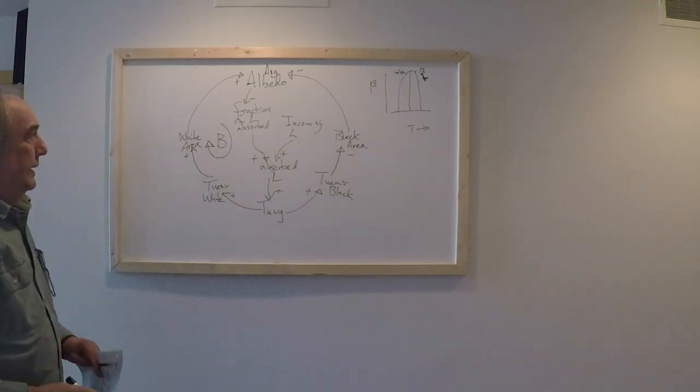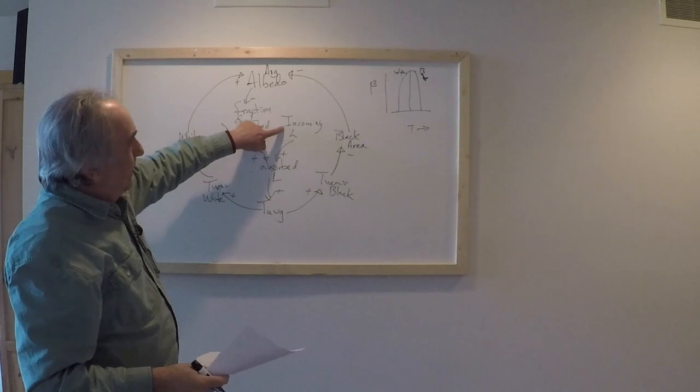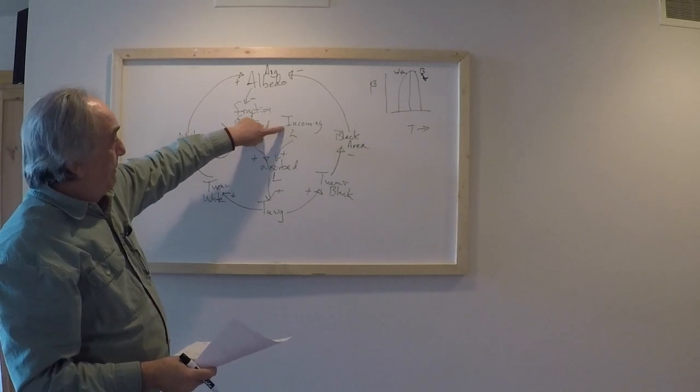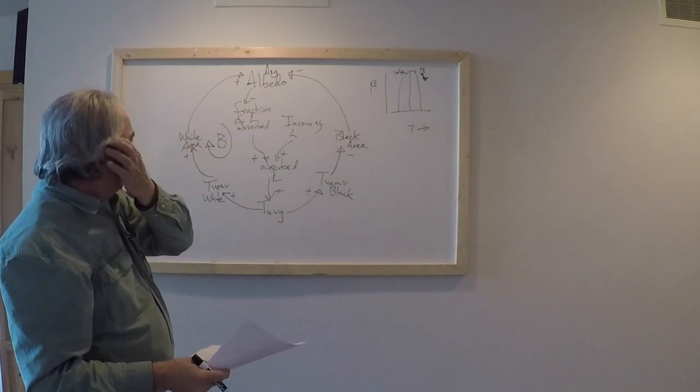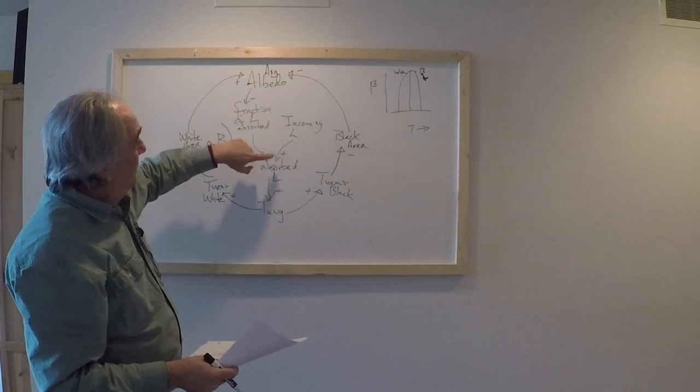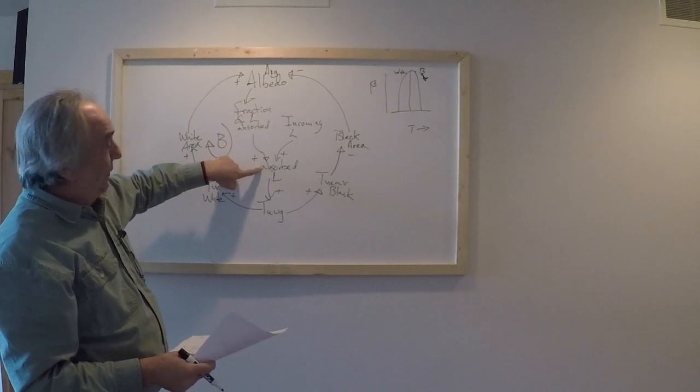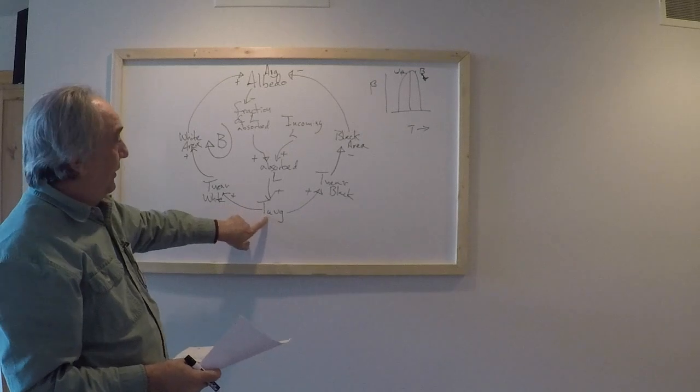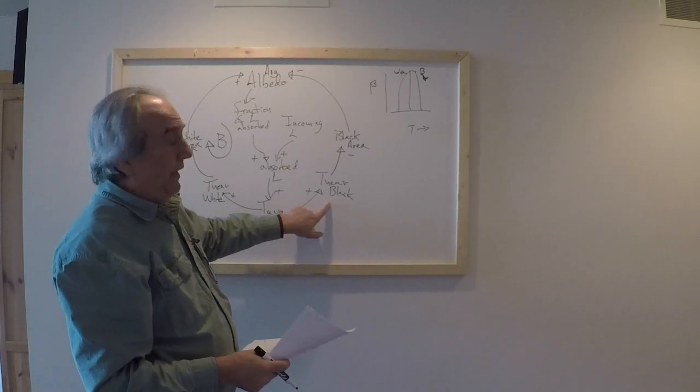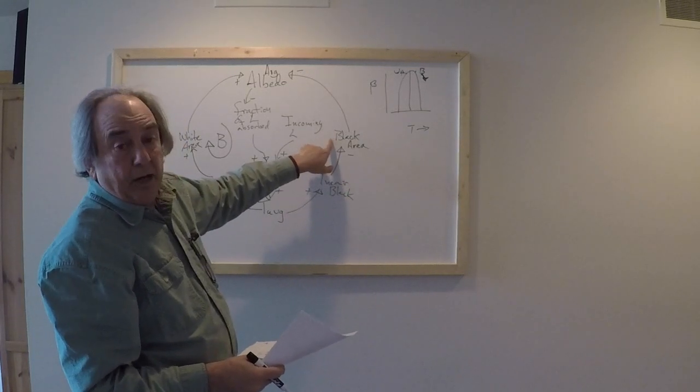going that way. Similarly, if the incoming luminosity goes up, we'll just do up. Then the absorbed luminosity goes up, the average temperature goes up, the temperature near the black daisies goes up, the black area goes down.